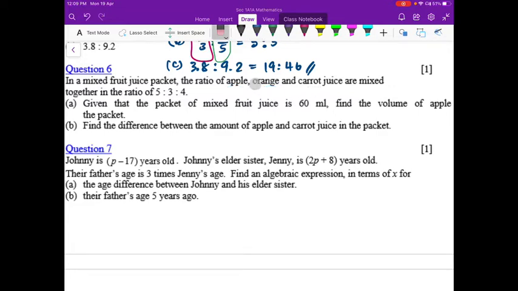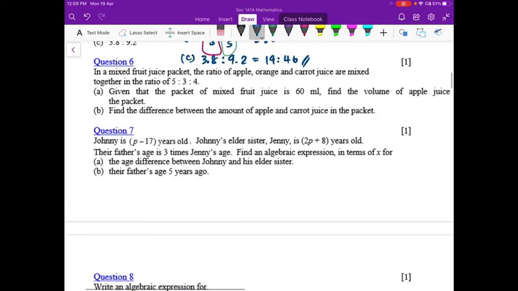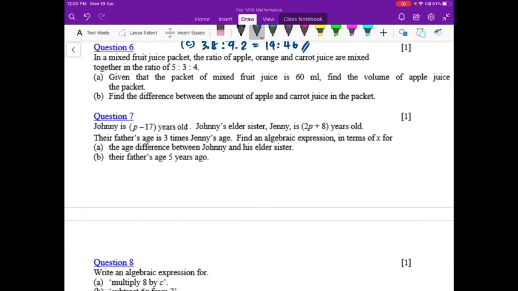A, orange, and C for carrot. Yeah, I thought carrot juice is nice. Okay. To each his or her own.